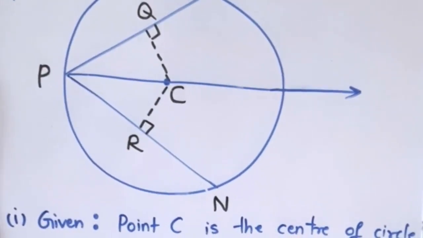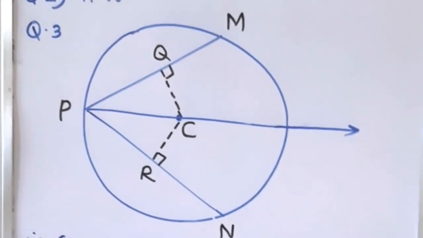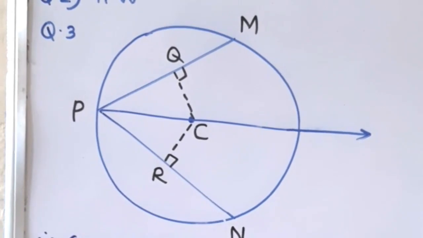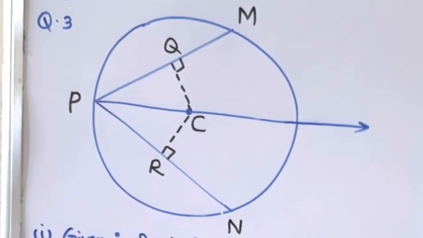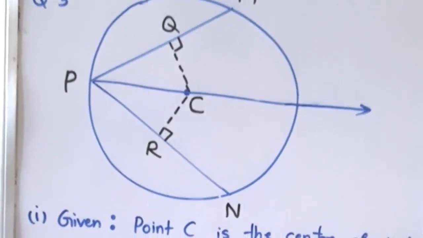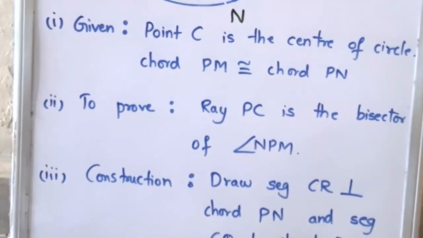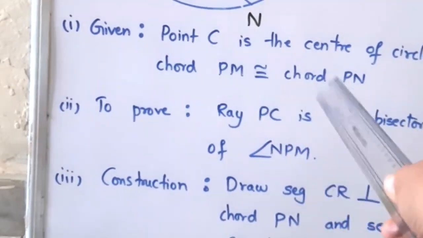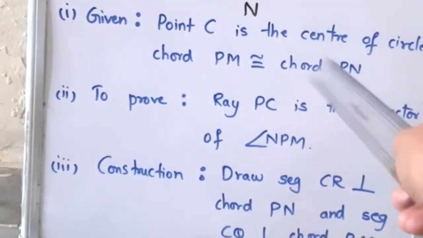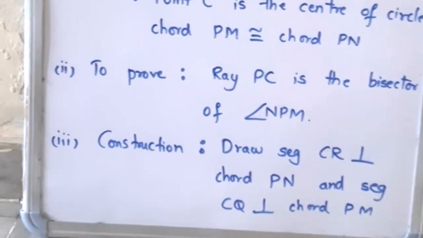Since it is a prove that type of question, we have to write 3 things: given, to prove, and proof. Here one more step comes, construction. Therefore we have total 4 steps. First we will write given. Point C is the center of the circle. Chord PM congruent to chord PN. These are the given things. What we have to prove is ray PC is the bisector of angle NPM.